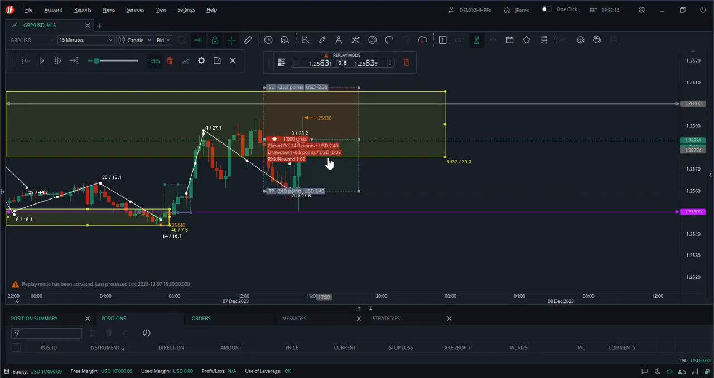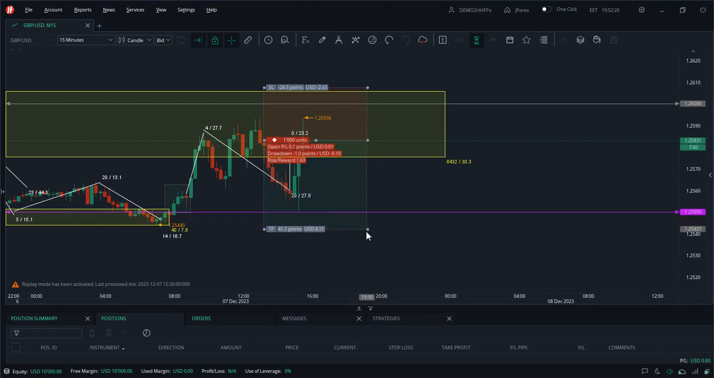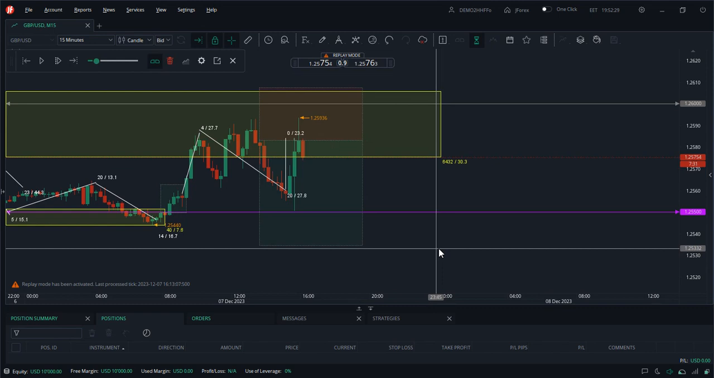Easy entry. I'm risking 24, so I'm aiming times 2, 50, 48. All right, so let's see the move.